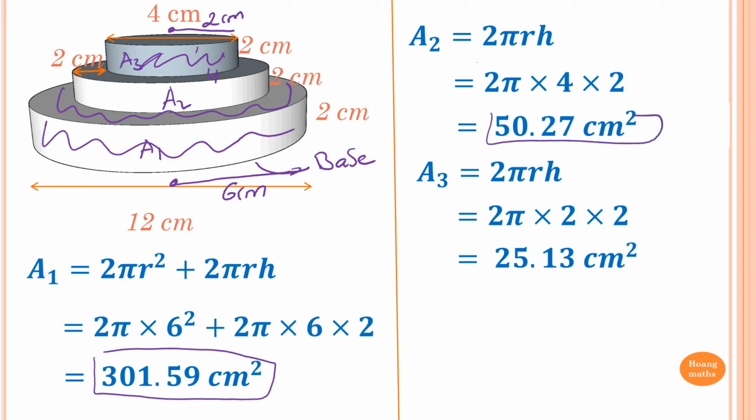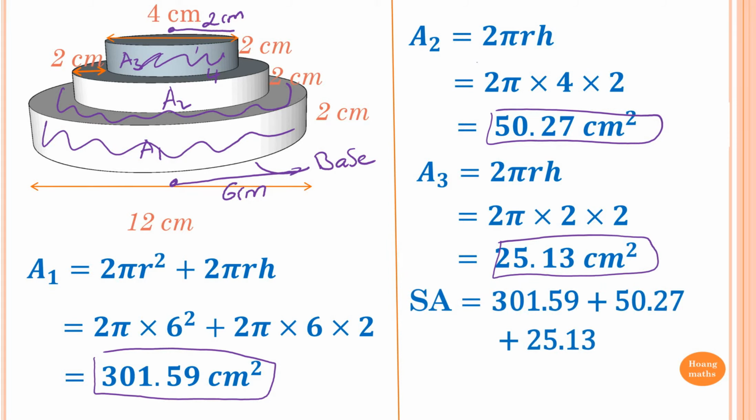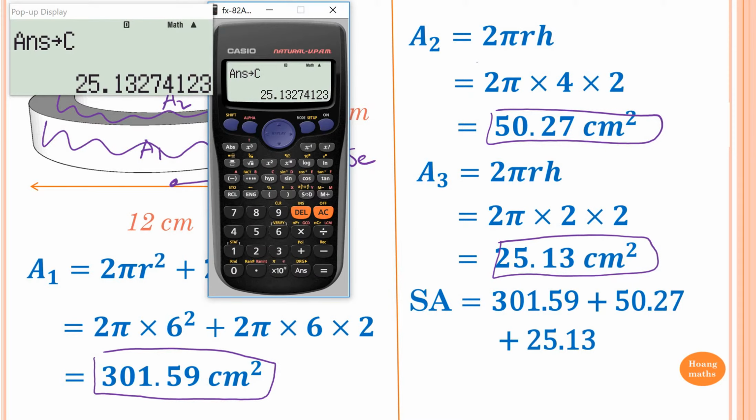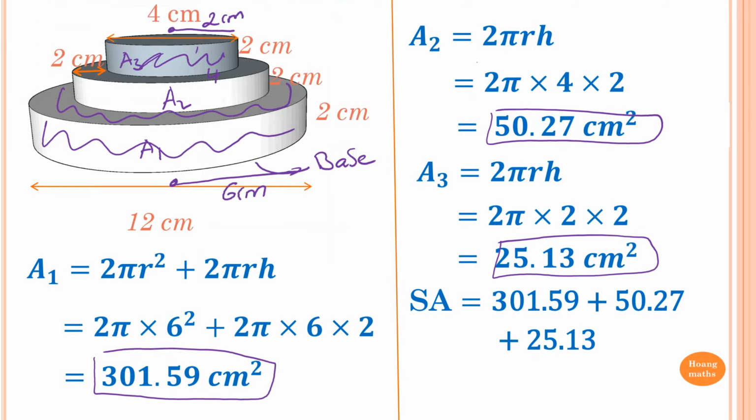So just add these together. The surface area is equal to 301.59 plus 50.27 and so on. I just bring the calculator up, and all I need to do is alpha A plus alpha B plus alpha C. Otherwise, you can just put all these numbers on your calculator. It will give you the answer. There you go, that's what I get. So 376.99 square centimeters.